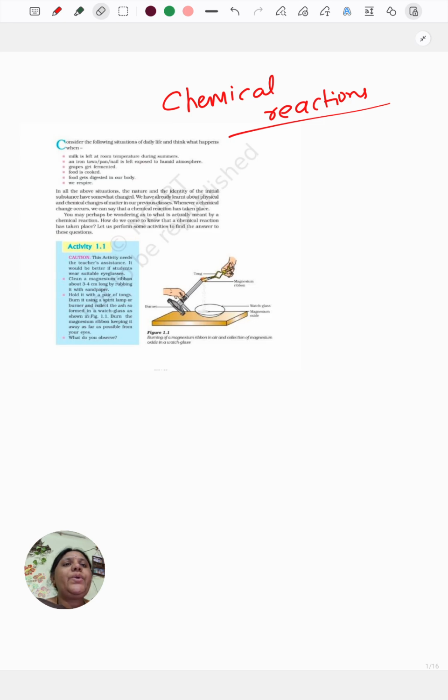In this figure you can observe that we have taken a magnesium ribbon. In the laboratory you can perform this. We take a 3 to 4 centimeter long ribbon, clean it with sandpaper, hold it using tongs, and burn it using a spirit lamp.